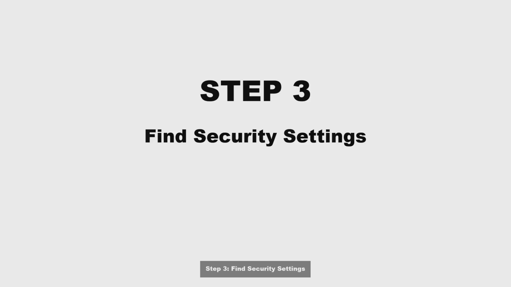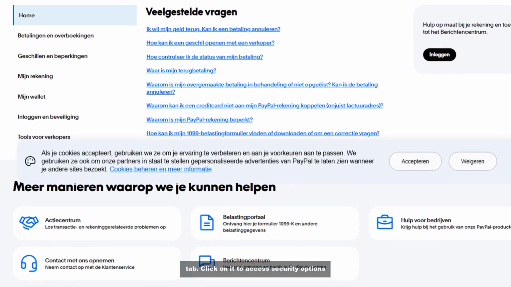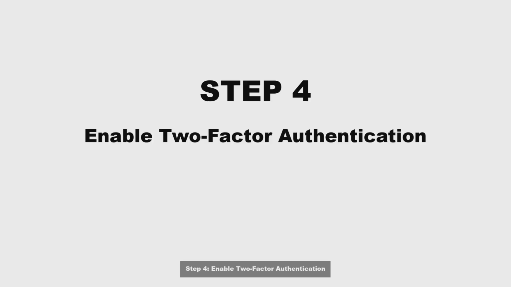Step 3. Find security settings. In the settings menu, look for the security tab. Click on it to access security options for your account.